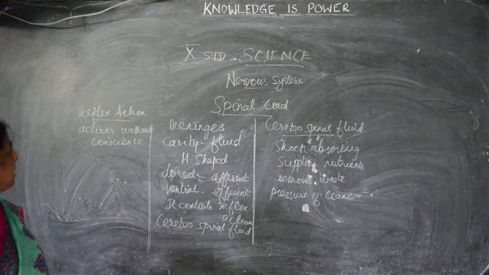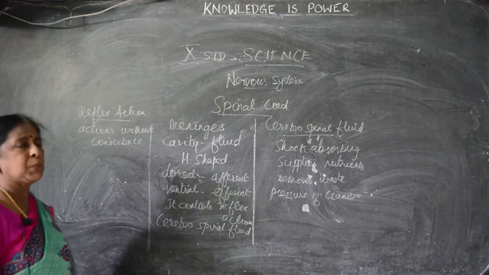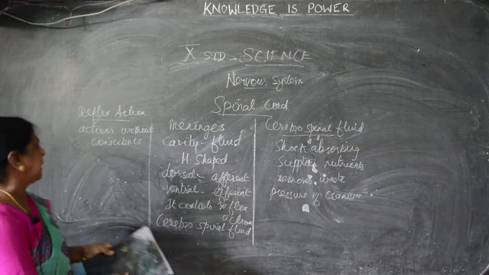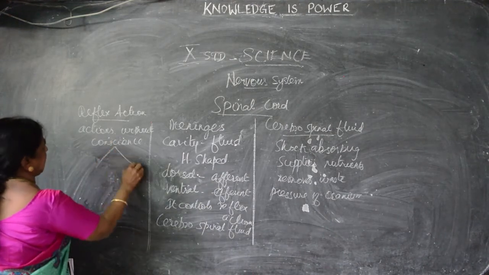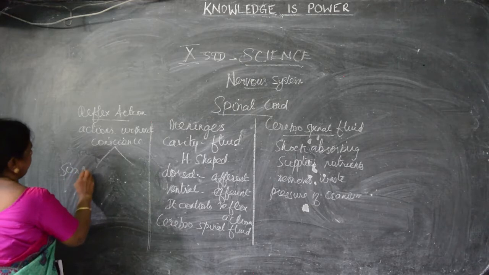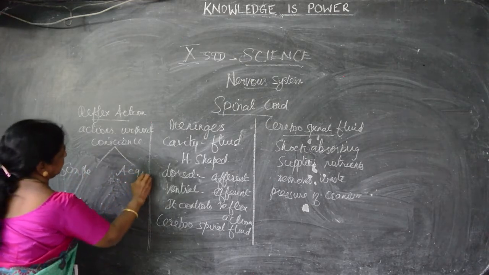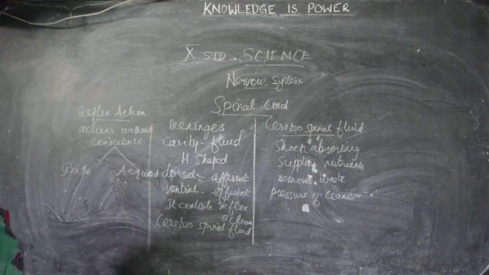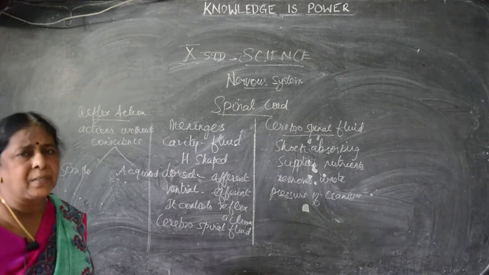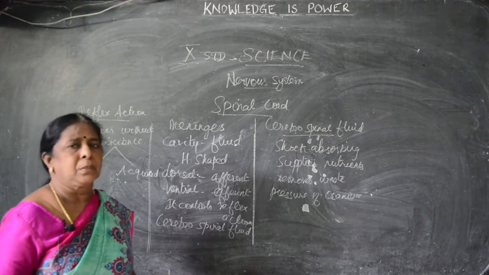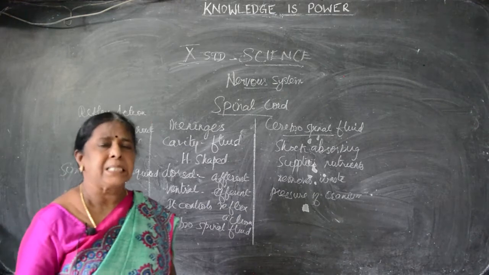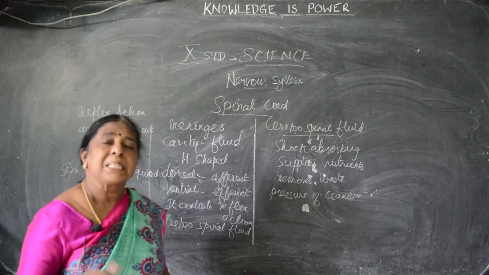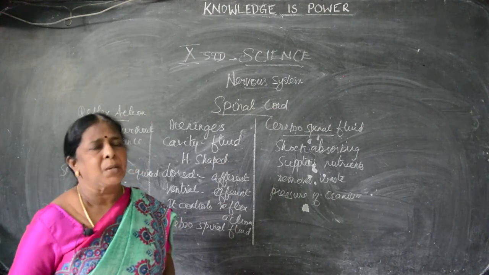Reflex actions, the actions which occur without our knowledge, are known as reflex actions. Further, we can divide them into simple reflex action and acquired reflex action. One is simple, the other is acquired. By the name itself you can say simple: that is by birth, automatically, without practice, it can happen. That is simple reflex action. Because of practice, it has happened, that is acquired reflex action.